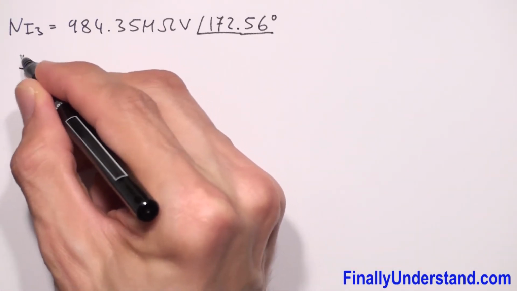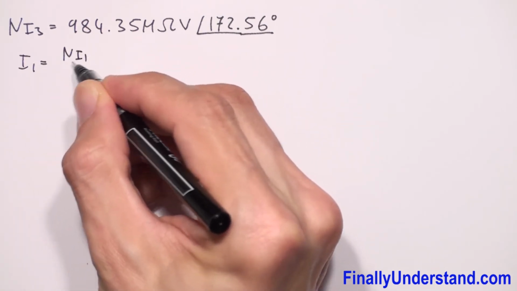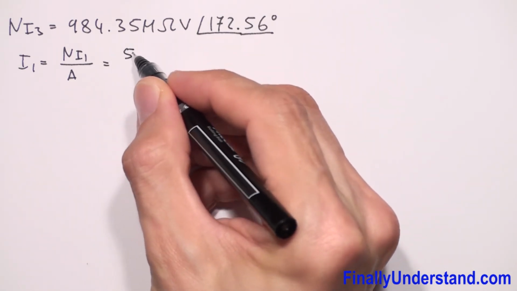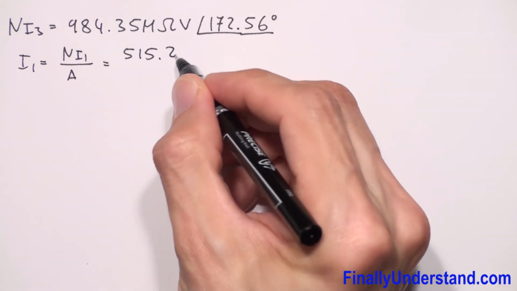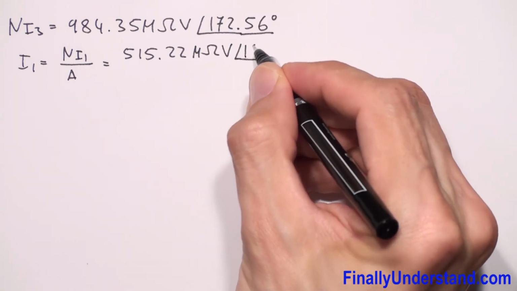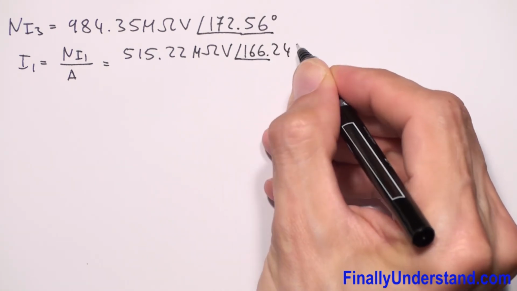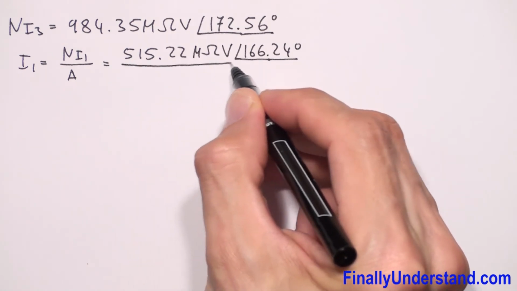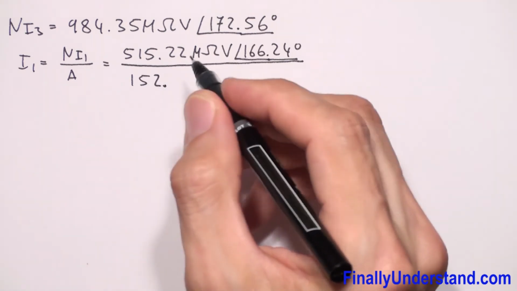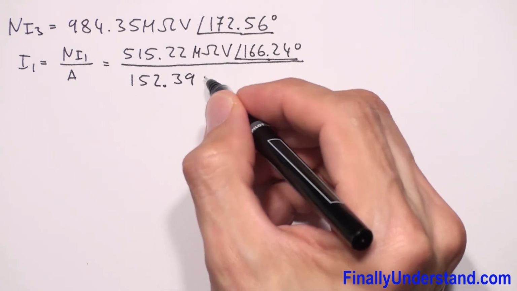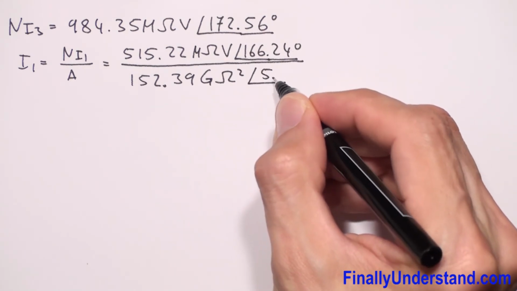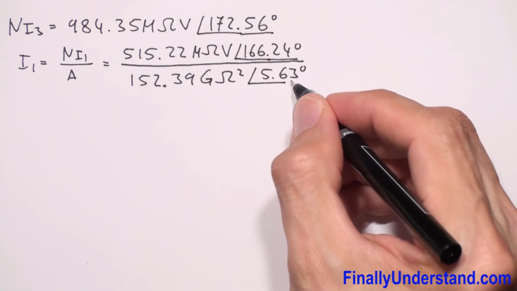I1 is equal to Ni1 over delta. So Ni1 we found is equal to 515.22 mega ohm volt and angle of 166.24 degrees over delta, which is equal to 152.39 giga ohms square and angle of 5.63 degrees. Okay, we found these values.